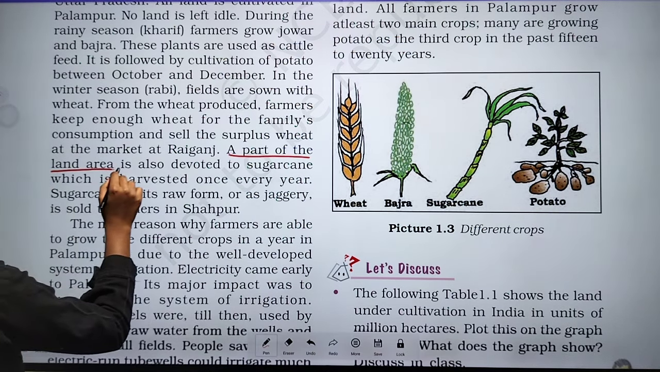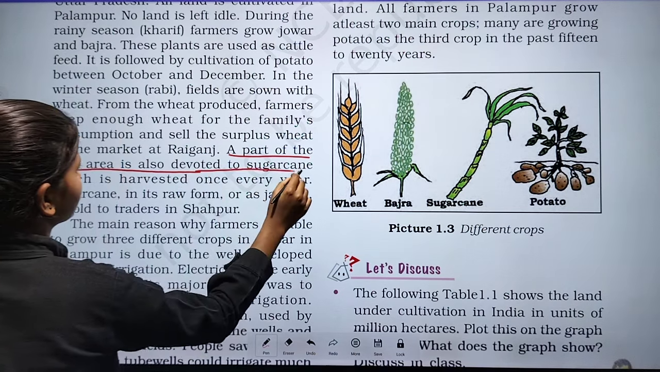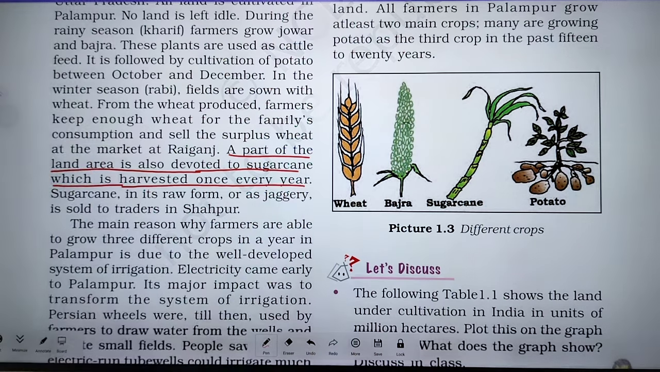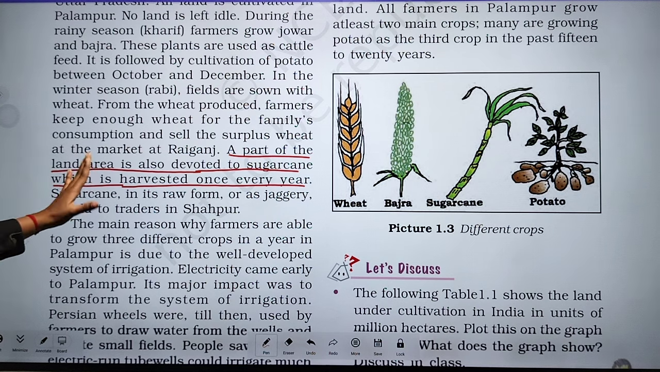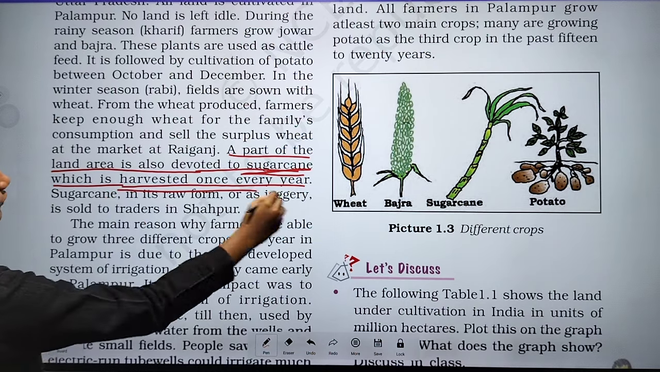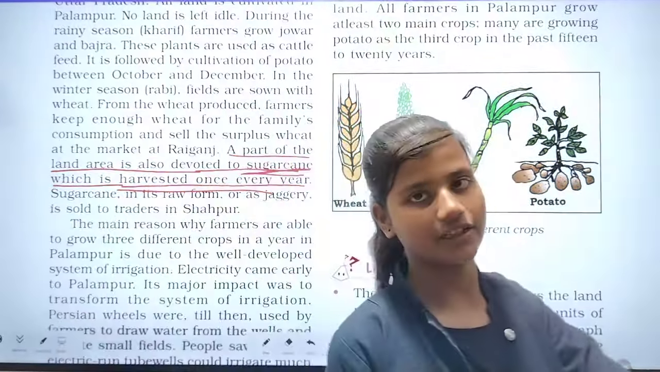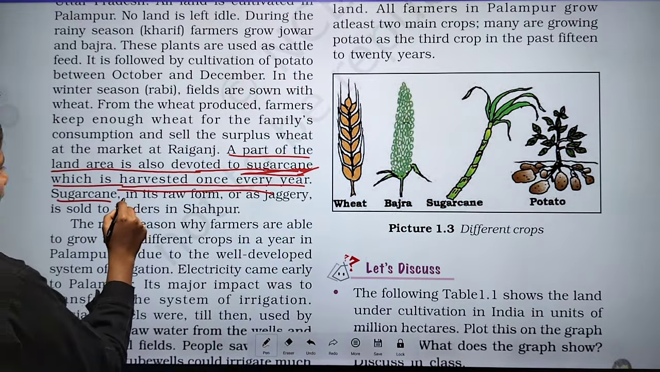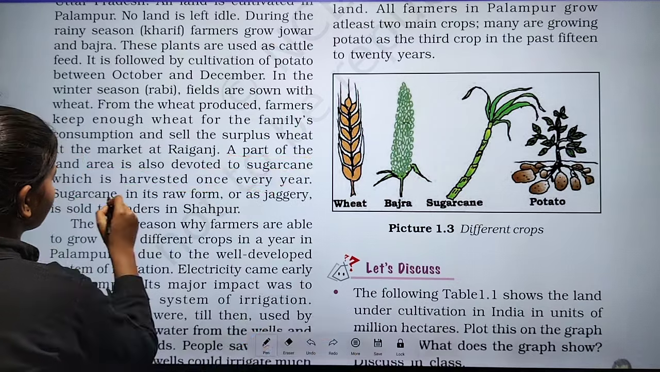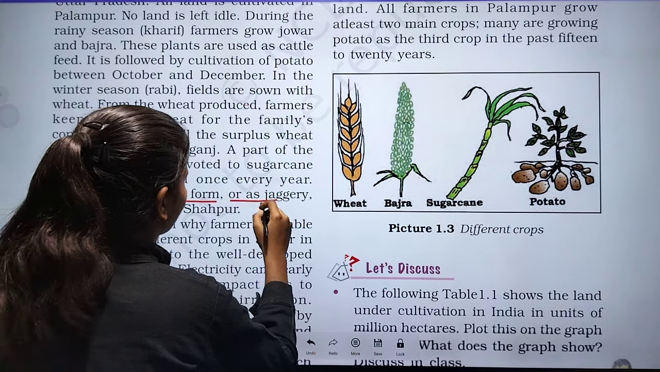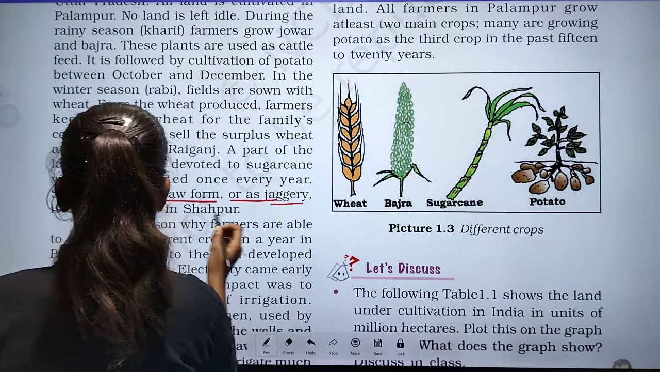A part of the land area is also devoted to sugar cane, which is harvested once every year. Sugar cane is sold in its raw form or as jaggery.